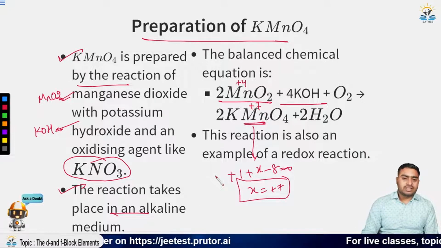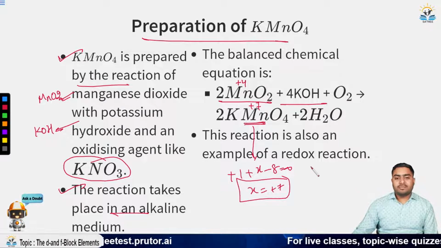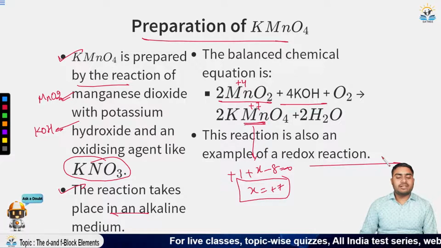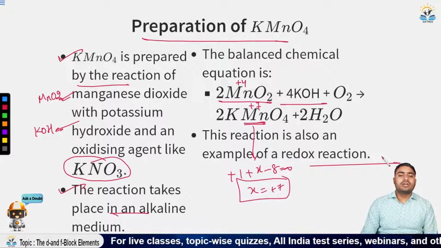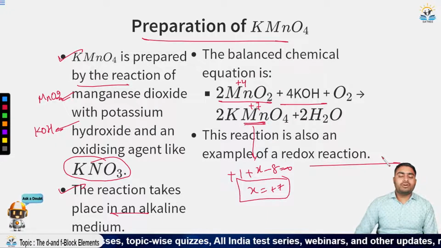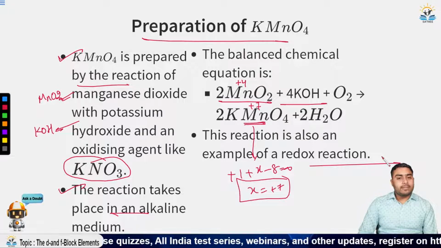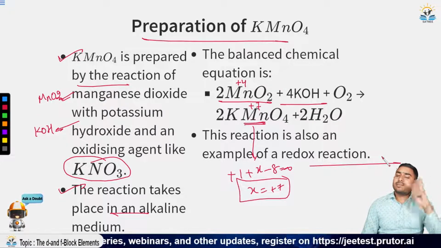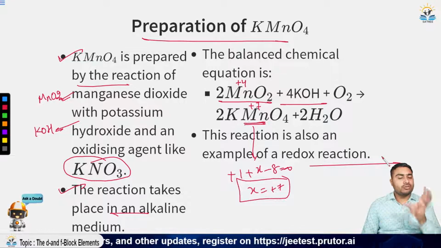That's going to be very interesting, and this reaction is also an example of redox reaction. That means in this reaction, oxidation and reduction both are occurring simultaneously, and this reaction is named as redox reaction. So this is all about the preparation of potassium permanganate. We have done with the preparation, properties and uses of potassium dichromate. Now we have done with the preparation of potassium permanganate.